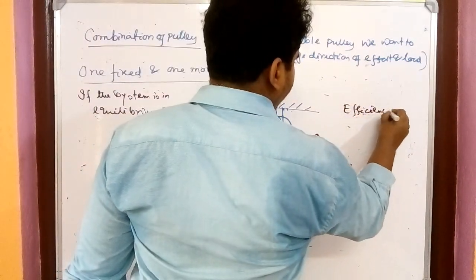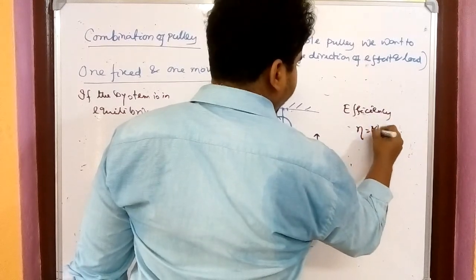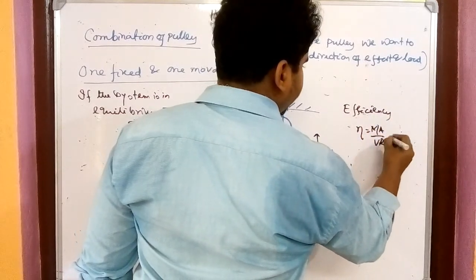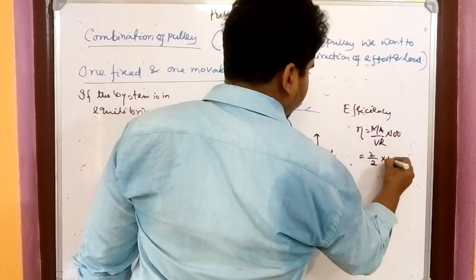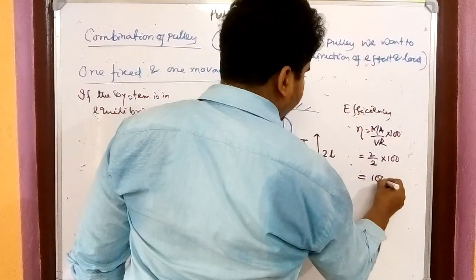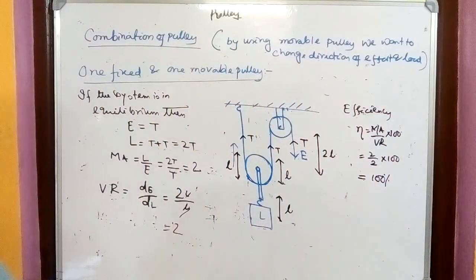Efficiency eta, that is mechanical advantage by velocity ratio into 100%, that is 2 by 2 into 100, that is 100%. Same thing, exactly the same thing we have seen earlier has been done here also. Okay, now we have to go for the next, that we have seen as we have used combination of pulleys, that is very much helpful for us.